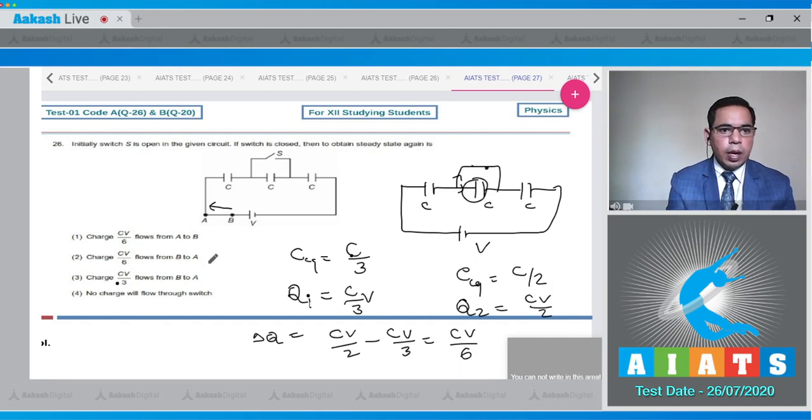Hence, which option will be correct? Option 2 will be the correct answer. Now move to question number 27.